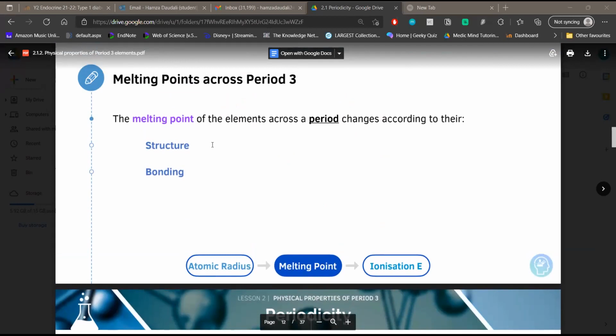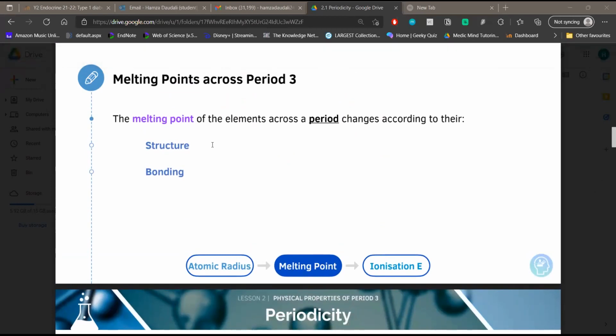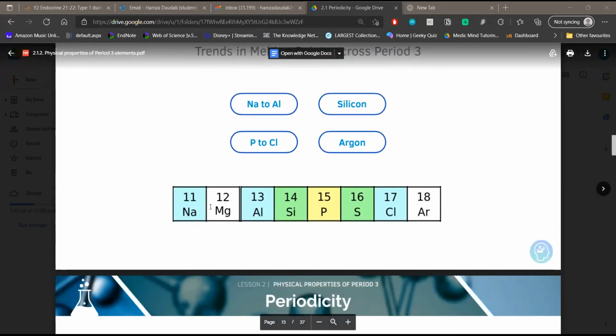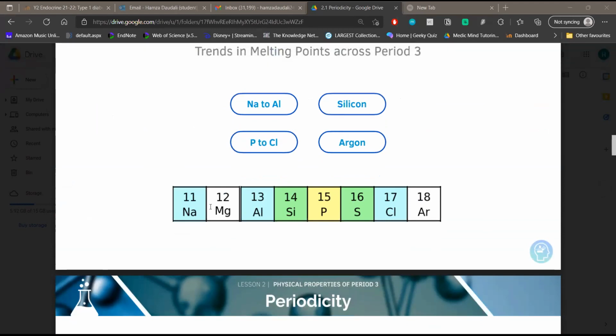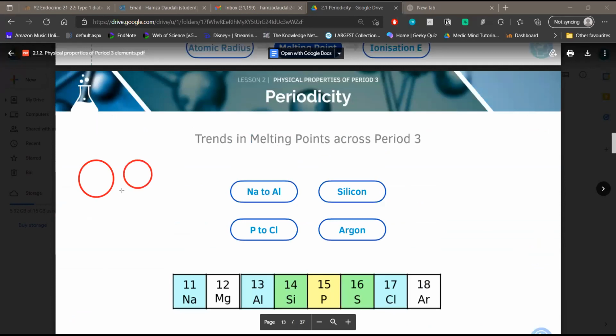The melting point of the elements across a period will change because of their structure and how they're bonded. So this is going back to your bonding and structure. Sodium to aluminium, how are those bonded? Metallic bonding. Perfect, yeah. So metallic bonding, as I'm sure you're all aware, is the electrostatic forces of attraction between the positive nuclei and the sea of delocalized electrons that run between them.